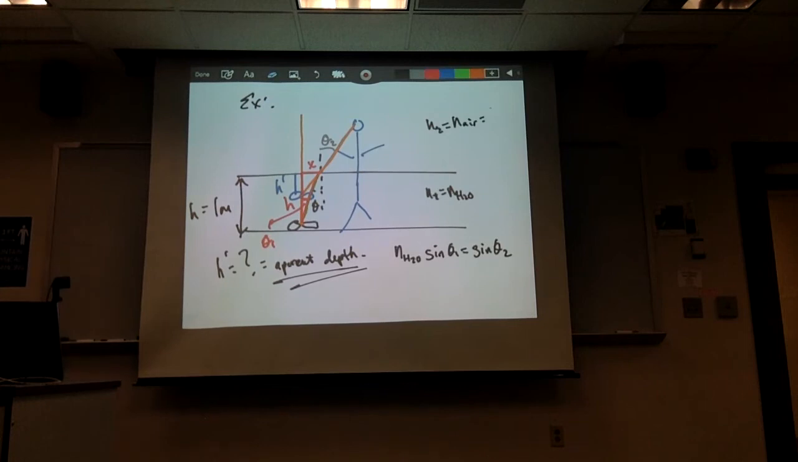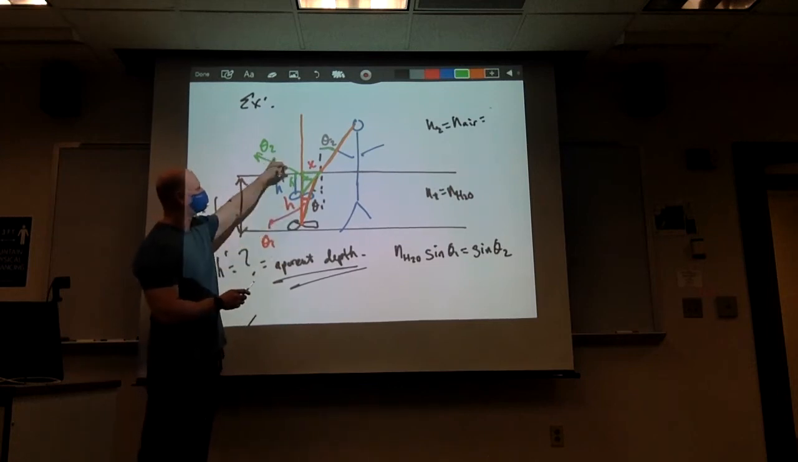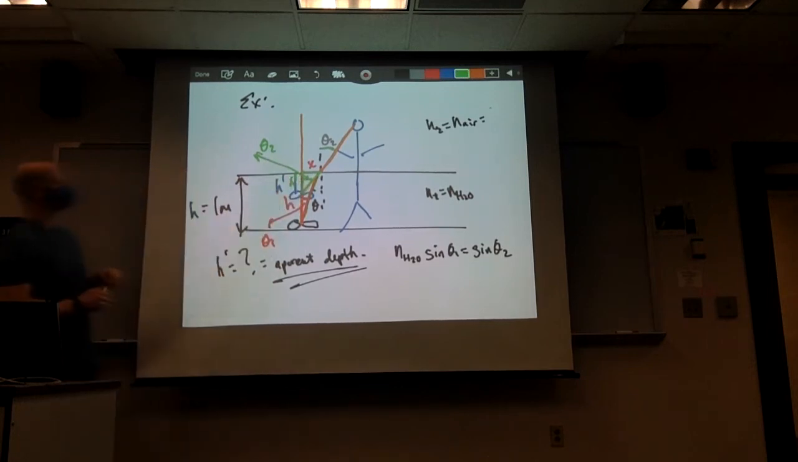Simultaneously, we can set up this other triangle. Let me write down this triangle, where this horizontal side, which I'm going to call h prime, still has the same x, but now has this angle here. This angle here is going to be the same as this angle here, so it is simply theta 2. So basically, I can use these angles to determine exactly what that height is.